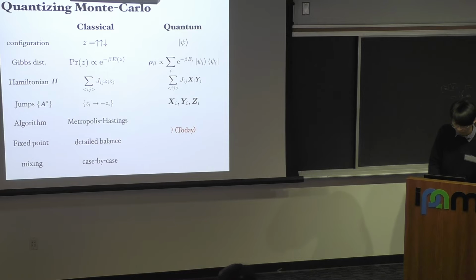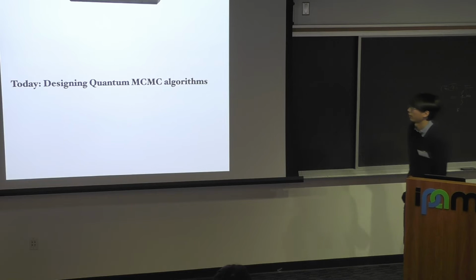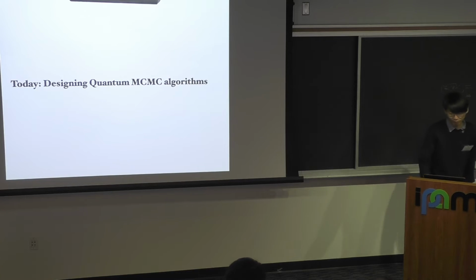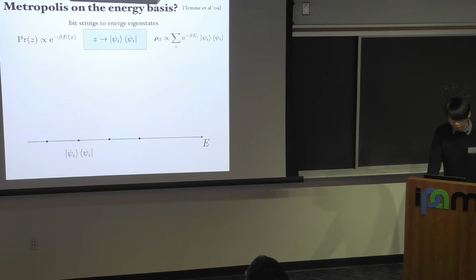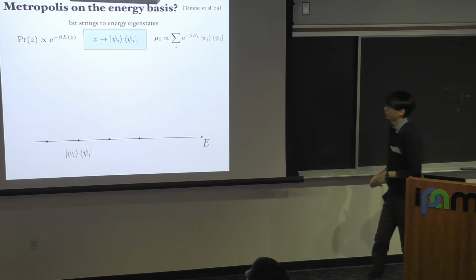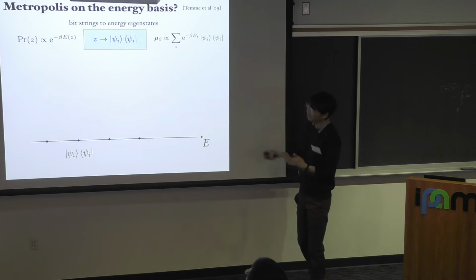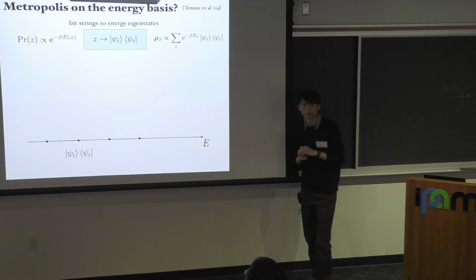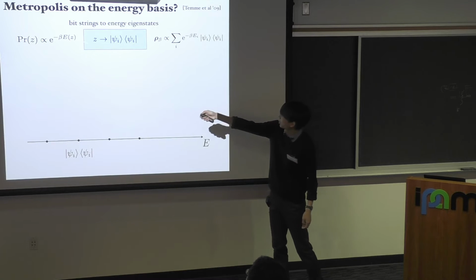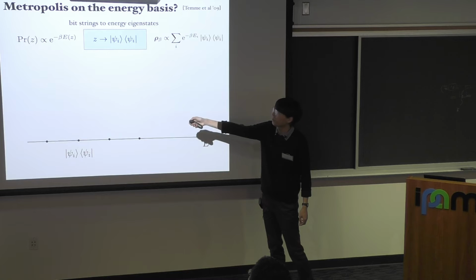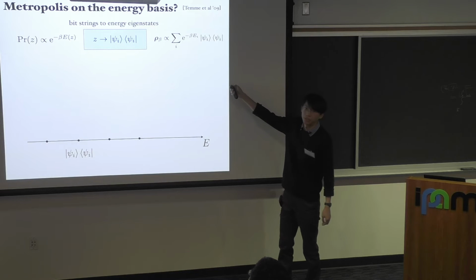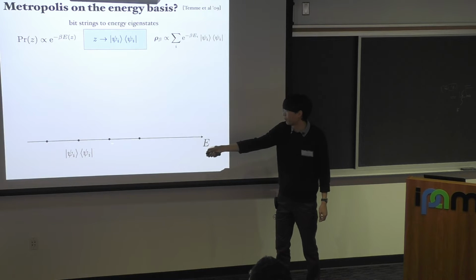Okay. Yeah, so that comes to the main part of today, is that we want to design a quantum MCMC algorithm. So one thing you might be tempted to do is to say, well, why don't I just go to energy basis? Because the classical Gibbs state is just on the bit strings, and the quantum Gibbs state is on the energy states. So why don't I just write down a 1D walk, and just put our eigenstate projectors here?